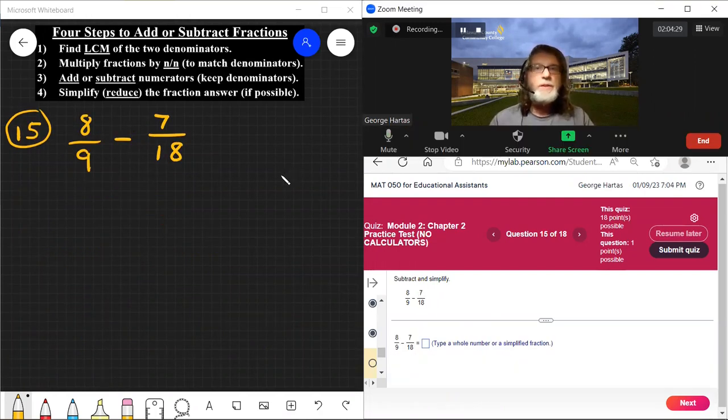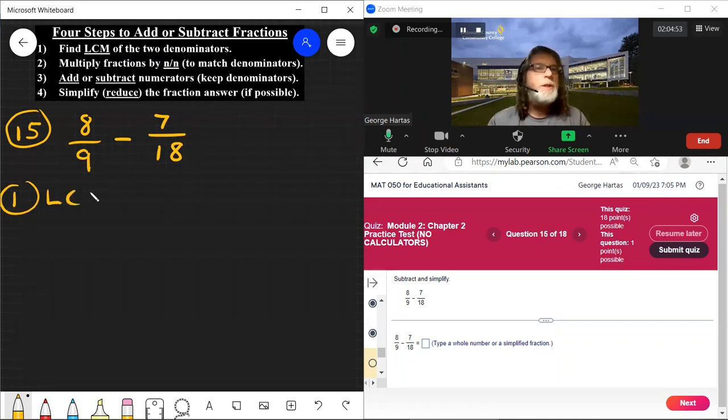Question 15. 8/9 minus 7/18. So now we're doing subtraction. But you know what, it's still the same 4 steps. The only difference is in step 3, we're going to subtract rather than add. Everything else will be the same. So our first step is to find the LCM or LCD between 9 and 18. Can you figure that out?